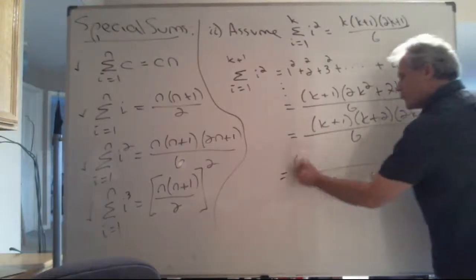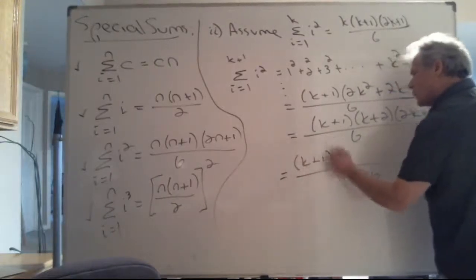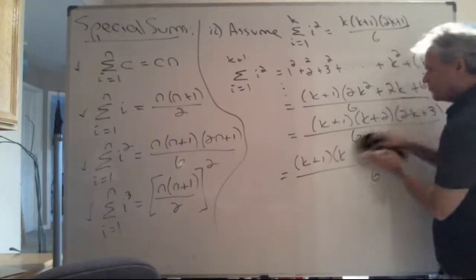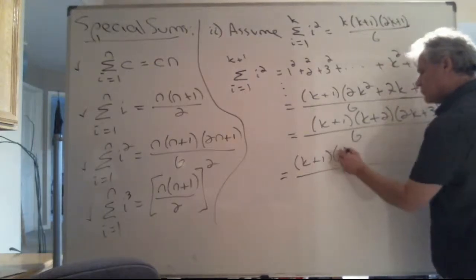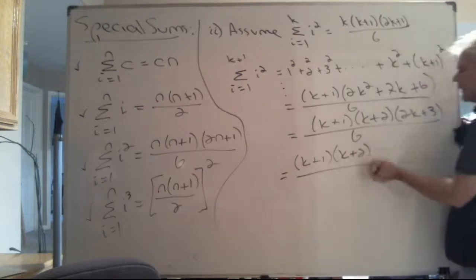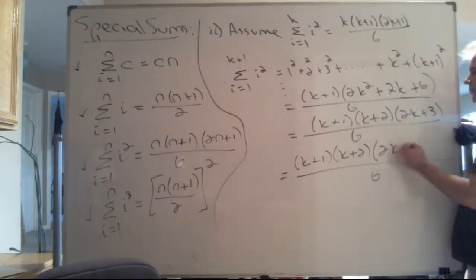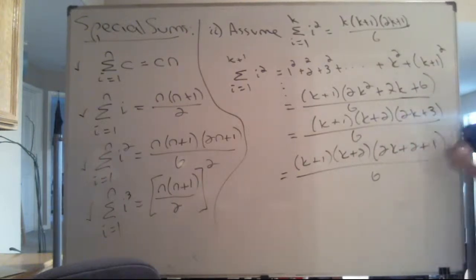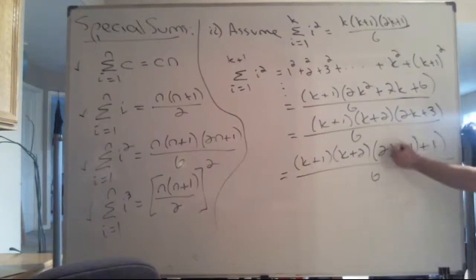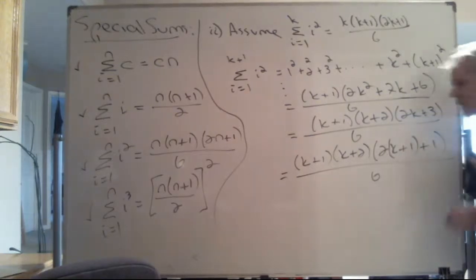Now upstairs, here's my first factor. Here's my second. Oh, my goodness. Here's my second. My third could be expressed as this. But that 2k plus 2 can be expressed as such, which is exactly what I wanted.